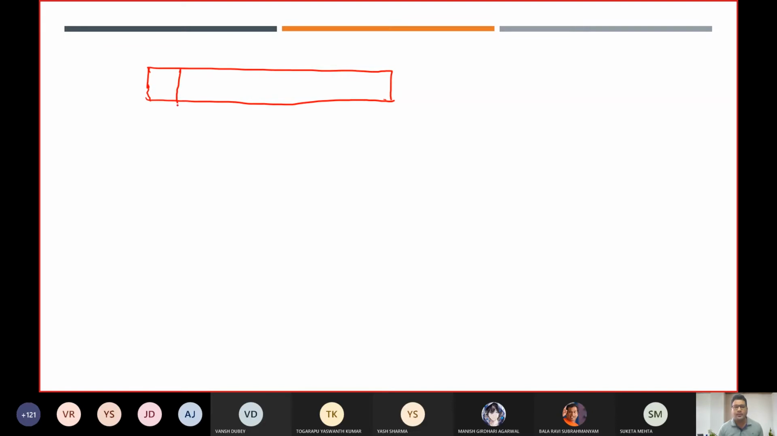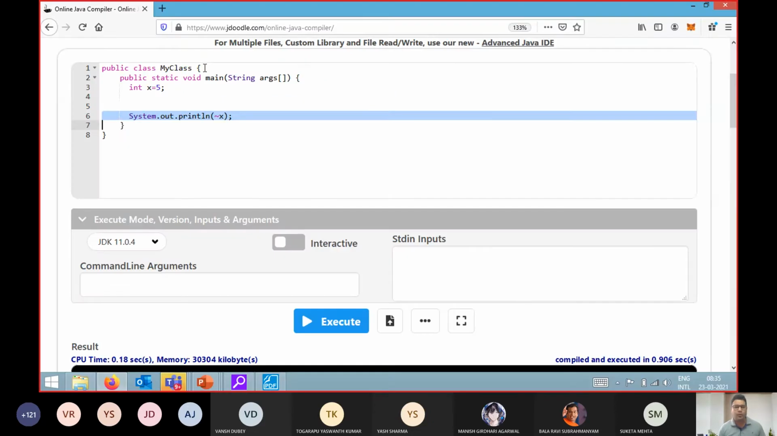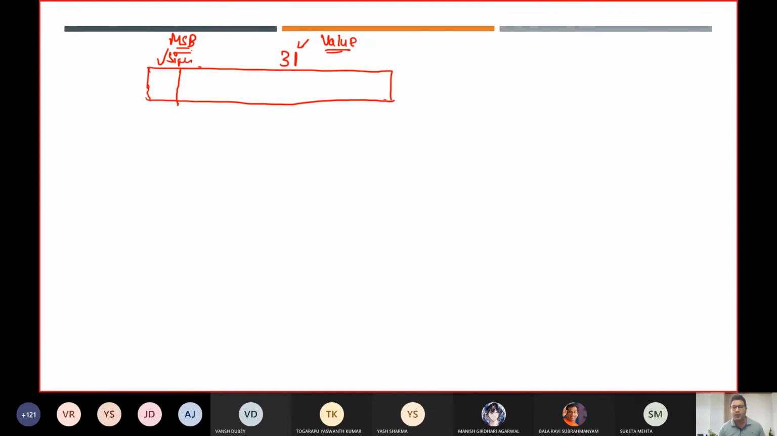This will be my MSB bit. In the case of an integer, you already have an idea that 31 bits represent the data part, or you can call it the value part, while the remaining 1 bit is the sign bit. In our question we have x is equal to 5, so it is a positive number, which is why we are getting 0 over there. Then after that we will have all zeros.